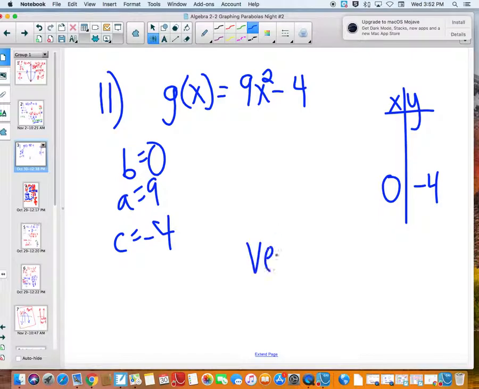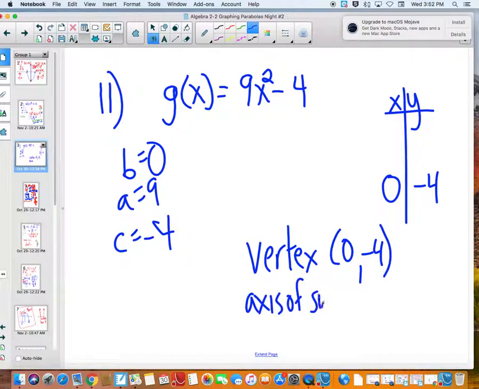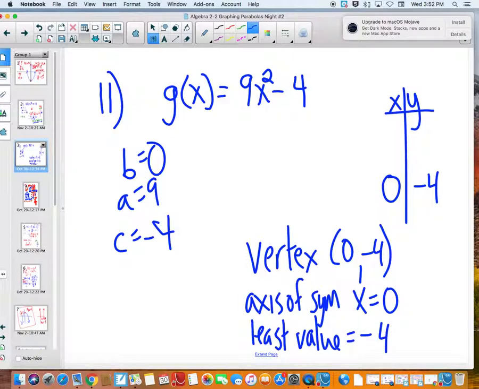So then we can answer: the vertex is (0, -4). The axis of symmetry is x equals 0. And the least value is -4. Okay, then we get to the parabolas that are going in the other direction, that are going down.